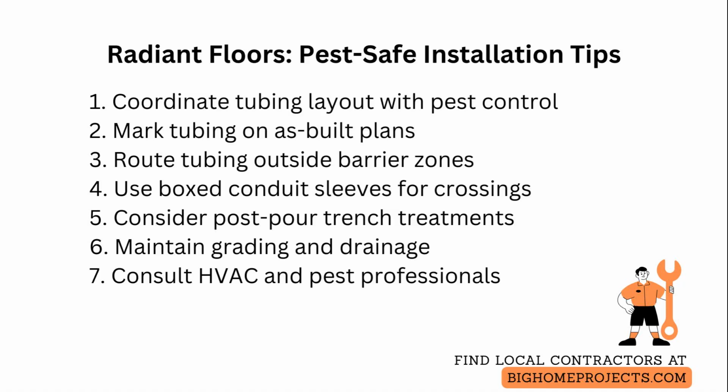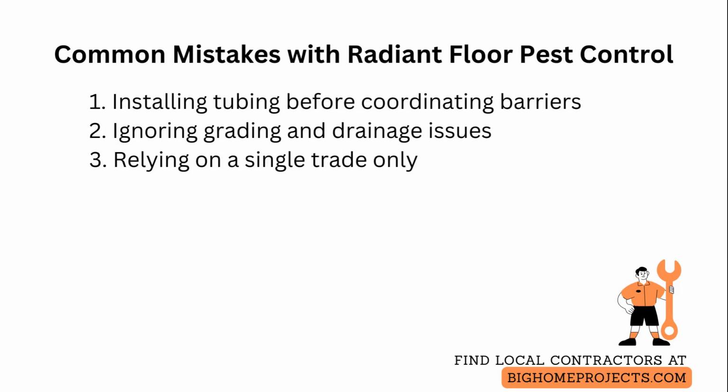Always consult both heating contractors and pest professionals during design and before pour, so each specialty can suggest routing, sleeve types, and treatment timing that avoid rework. Common mistakes include installing tubing before coordinating barriers, which leads to drilled or cut barriers and expensive repairs. The fix is to pause tubing work, document penetrations, and reseal or reapply barrier materials per product instructions.